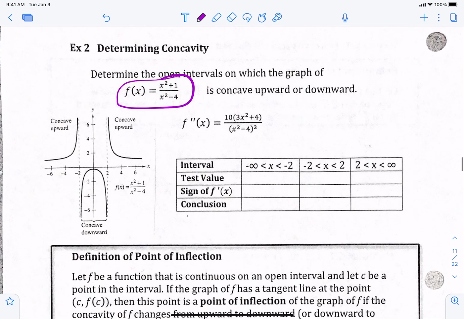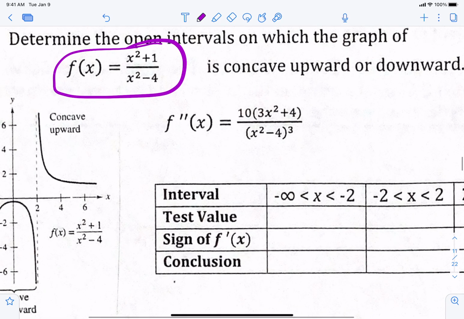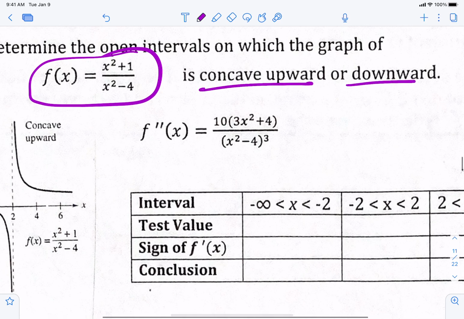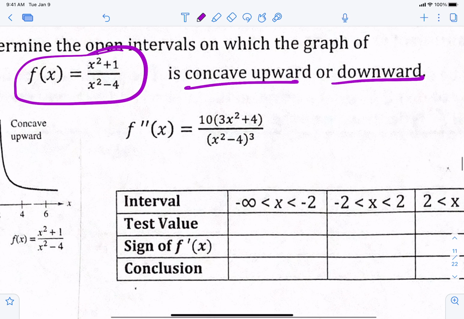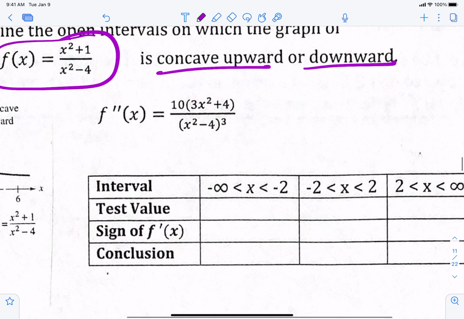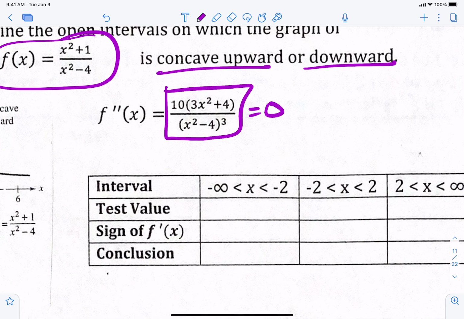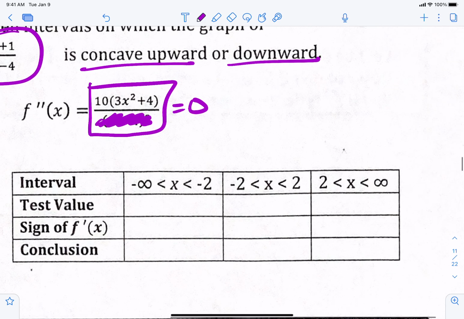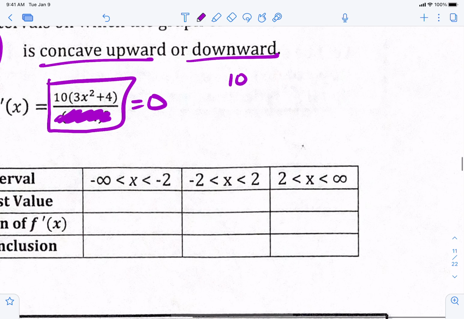Let's move on to this next one because there's one slight difference. We want to just determine where it's concave up, concave down, so we technically don't even need to say POIs. They give us the second derivative here. We set it equal to 0 to start with. The bottom goes away. So 10 times 3x squared plus 4 equals 0. Divide by 10, so the 10 goes away.